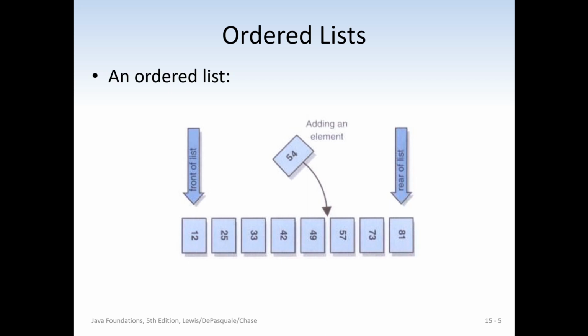Ordered lists are slightly different than stacks and queues. Stacks and queues, we always knew where to put it. We put it in the front, we put it in the back, right? One of the two. And that's an order 1 operation, because we know where to put it.